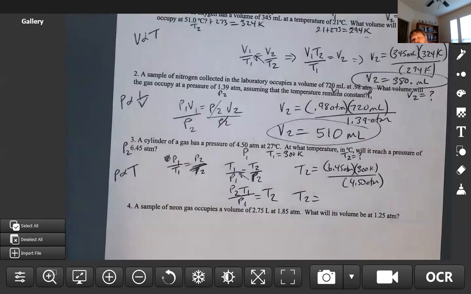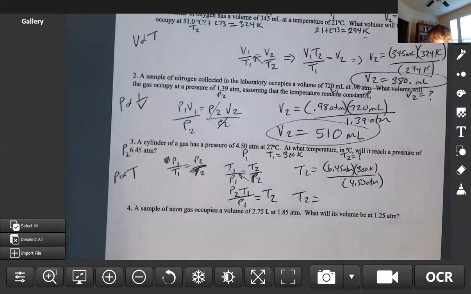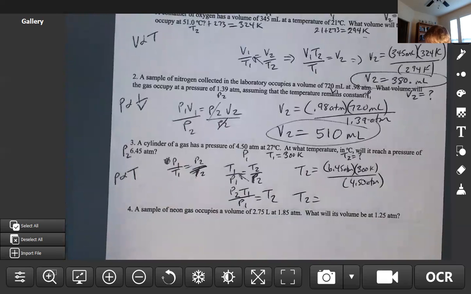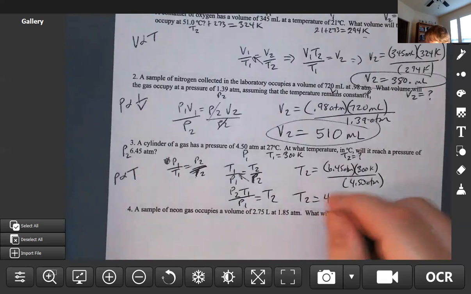So it is going to, let's see, is that the best way to describe it? You're squeezing it. So yeah, you're increasing the energy of the system. So the temperature goes up. I guess that is about the easiest way to describe it. So it makes sense. Pressure goes up, temperature should go up. All right, so we get 430.